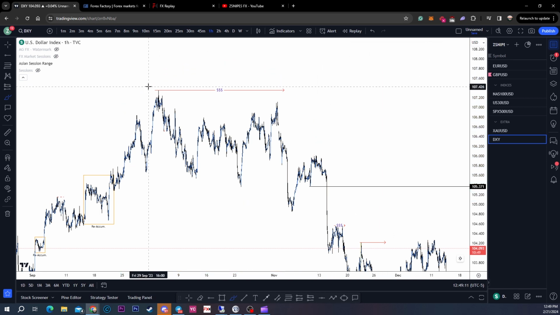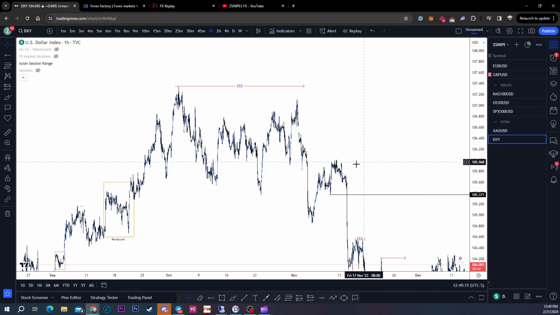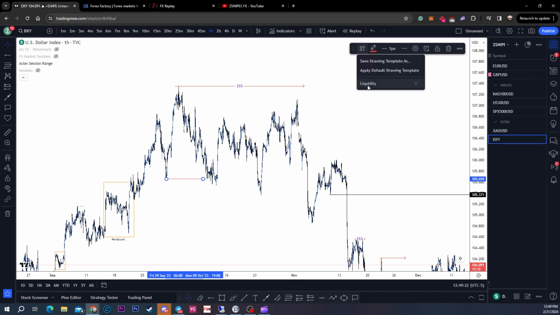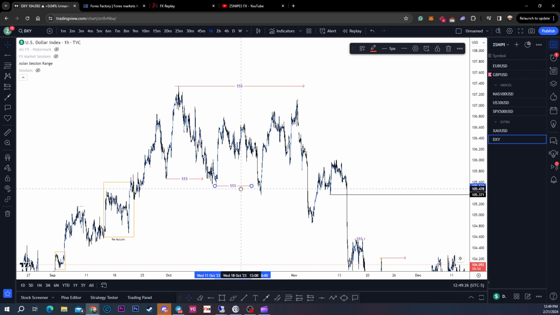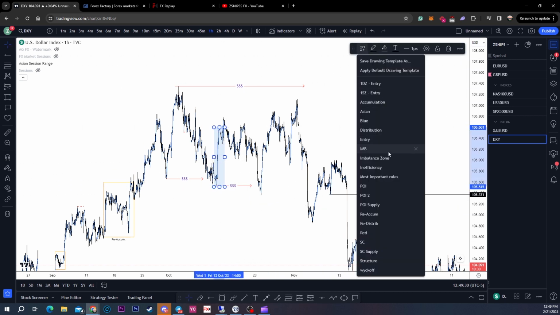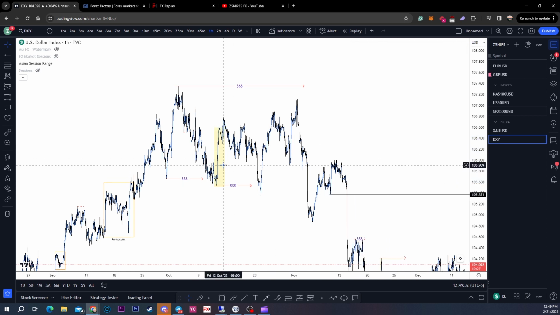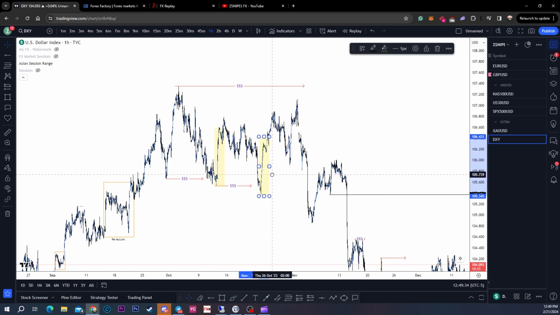This is from, I think, September right here. And one thing I want you to notice is right here. Notice these lows. Okay, and the key thing I want you to notice about these lows, and this is what we're going to be talking about today, is all of these were liquidity sweeps. All right, we have a liquidity sweep here. Okay, and we have a liquidity sweep here.